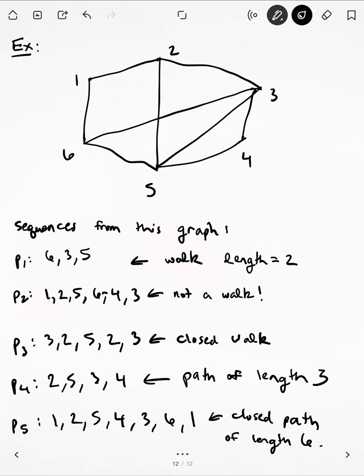And so this could represent a lot of different things. For example, this could be a flight map between 6 different cities. Let's say a salesman needs to travel to all 6 of these cities, but he or she lives in city 1. He could take the path P5, go to 2, 5, 4, 3, 6, and then 1, and he would want to come back to 1 because he would want to come home.